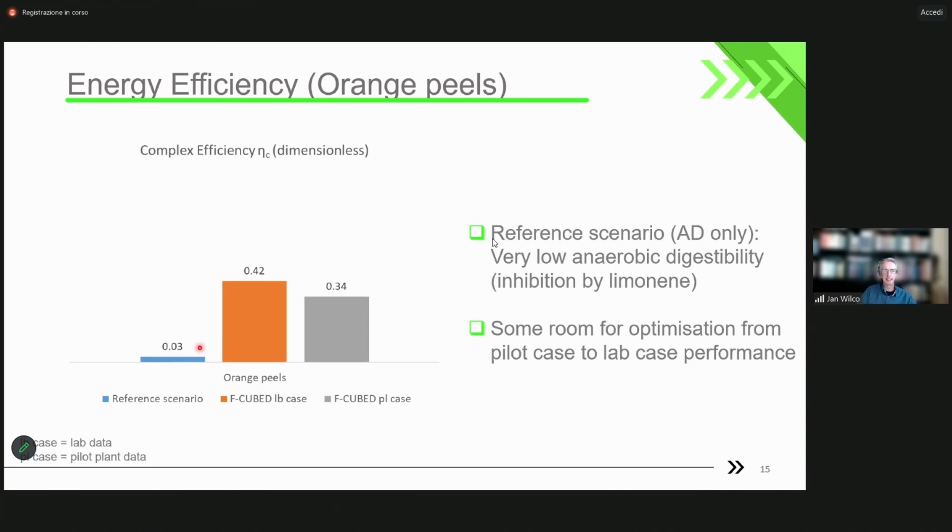We do see that we have a little bit lower performance in the pilot case, but the difference is much less than in the simple efficiency, and this is because we use a lot of the biomass that goes into solution in the anaerobic digestion.